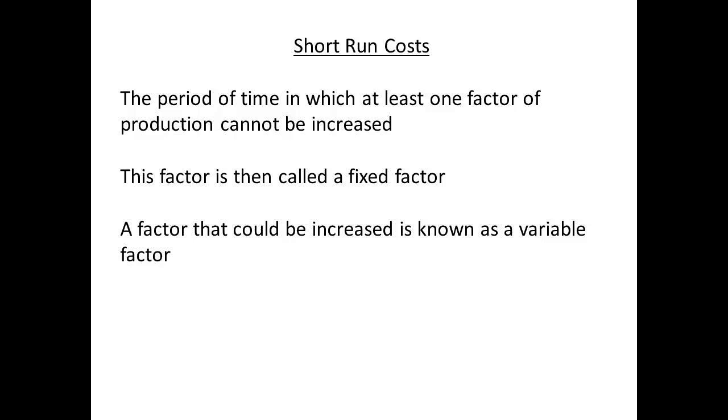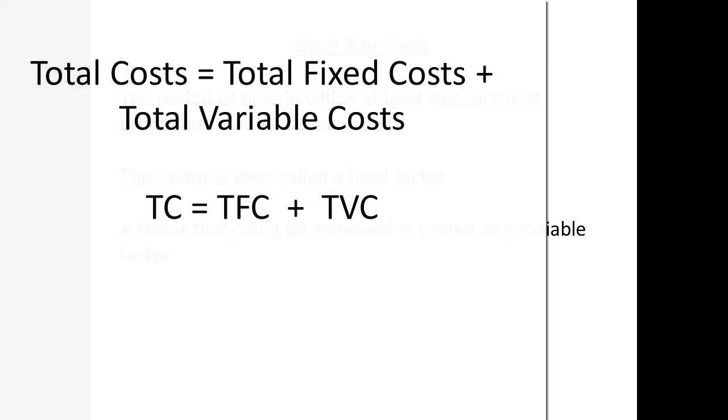We will now consider a firm operating with short-run costs. Remember that the short run in economics is the time period in which at least one factor of production can be varied and one factor cannot be altered. The factor which cannot be altered is called the fixed factor. The factor that may be altered is called the variable.